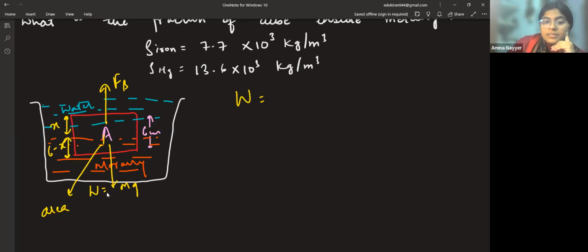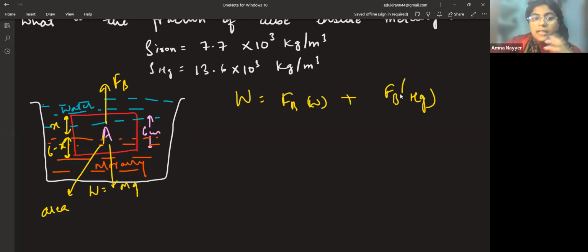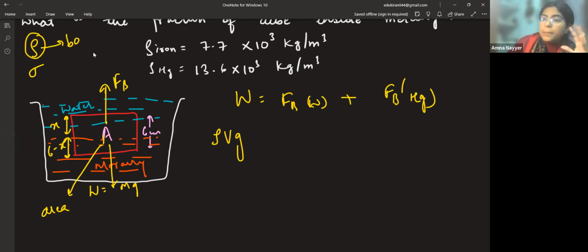Now this time weight is being balanced by buoyant force of water as well as buoyant force of mercury. Both the buoyant forces are there. Buoyant force of water plus the buoyant force of mercury. So what is the main purpose of this question? That if more than a single liquid is given to you, you have to consider their individual buoyant forces which will be acting on the system. Weight will be the same, rho Vg, density of body, volume of body, acceleration due to gravity. There's a difference between rho and sigma. Rho is the density of the body, which is kept into the fluid.